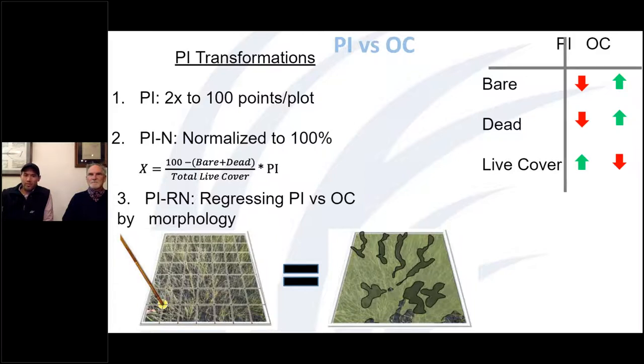And lastly, we created a third, new, different method for making these two data sets talk. We use basically a statistical relationship with regressions. And we did that not just across all species. We broke them out into different cover categories. And actually, they'll be featured in the next slide.